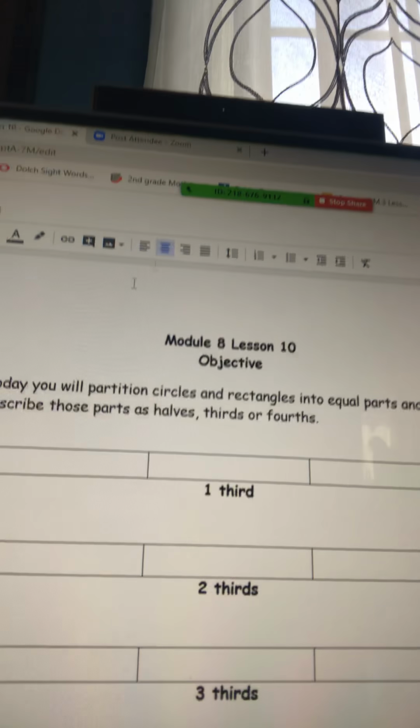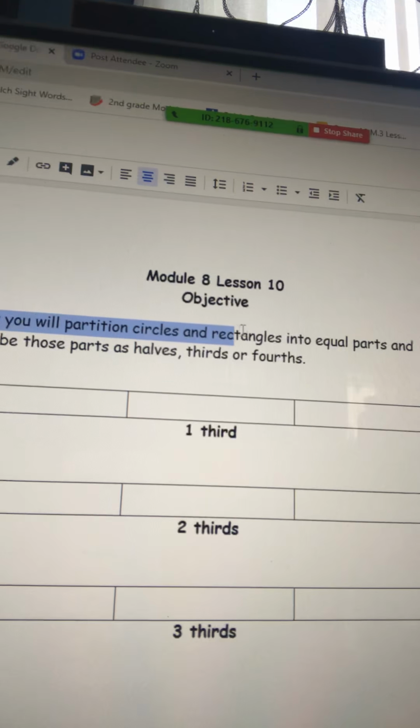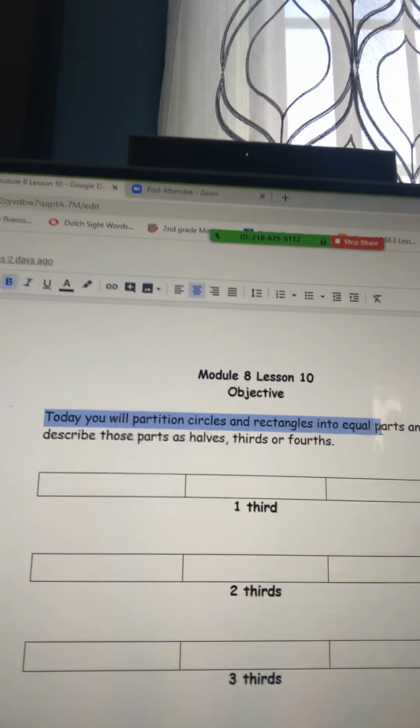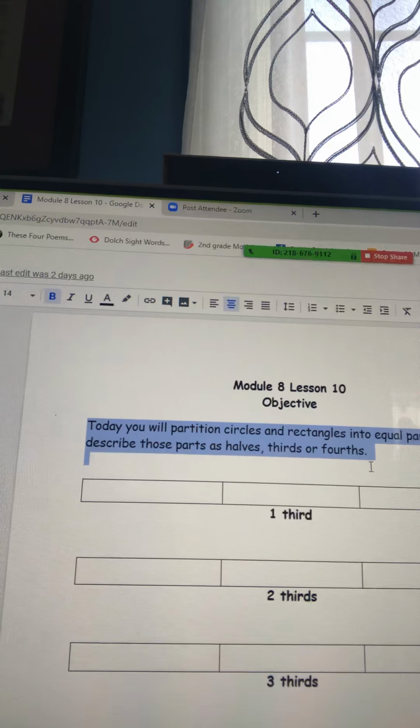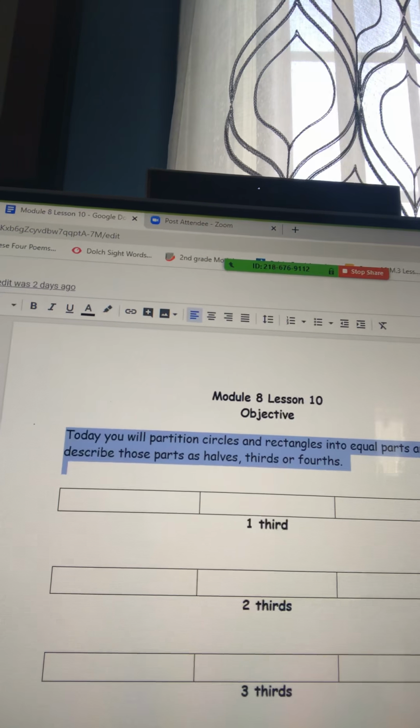All right. So today's lesson is Module 8, Lesson 10. Today you will partition circles and rectangles into equal parts and describe those parts as halves, thirds, or fourths.